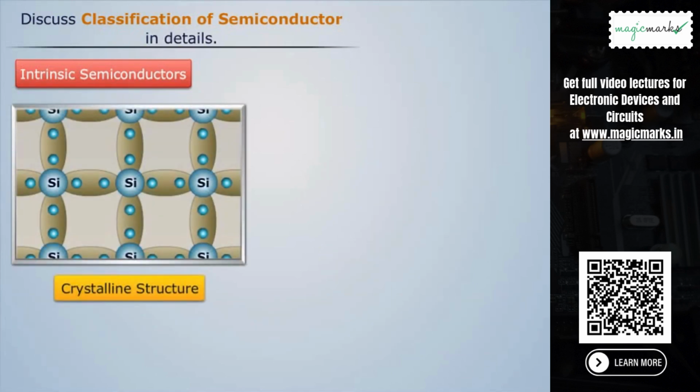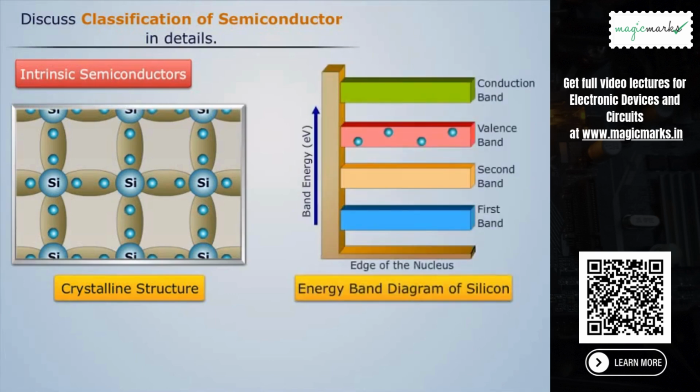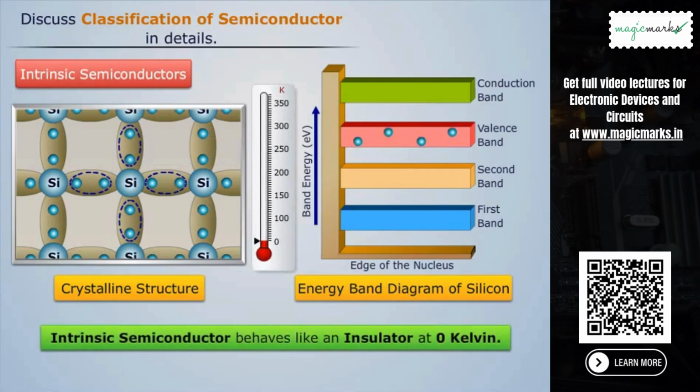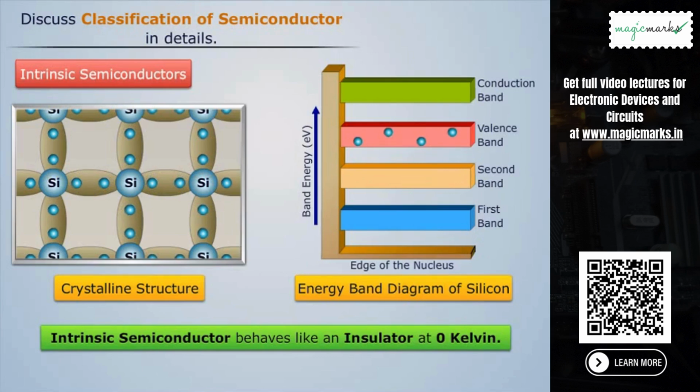Consider the crystalline structure and energy band diagram of silicon, which has 4 electrons in the valence shell. Each of these 4 valence electrons forms a covalent bond with its 4 neighboring atoms. Thus, an intrinsic semiconductor behaves like an insulator at absolute zero. Now, if the temperature is increased to 300 Kelvin, we see that covalent bonds break as they absorb thermal energy.